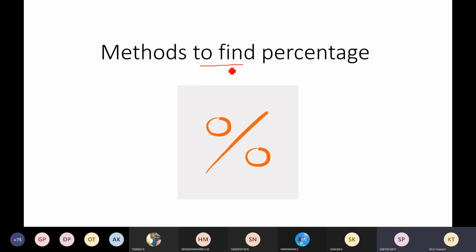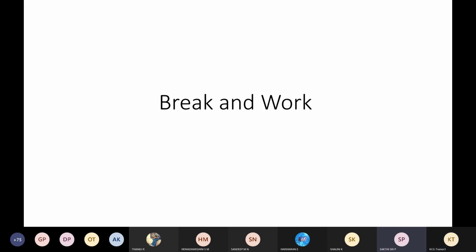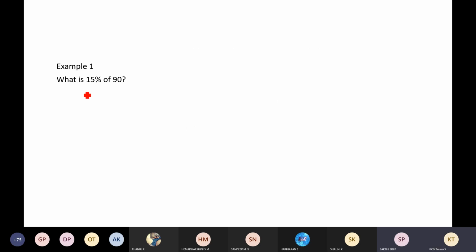We are going to look at methods to find out percentages. For example, the first thing that I want you guys to understand is break and work. What is this break and work? Let's say you're asked to find out 15% of 90. So what is the actual way of doing it? 15 divided by 100 into 90. This involves a lot of calculation. So let's break this 15 percentage into 10 percentage and 5 percentage of 90.